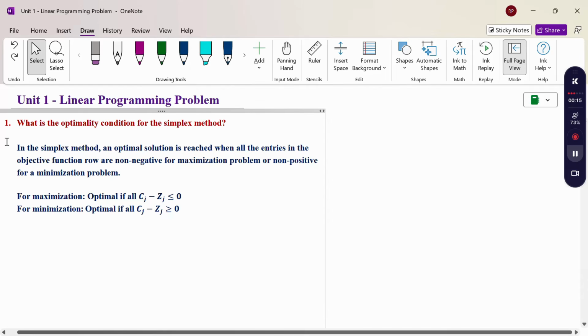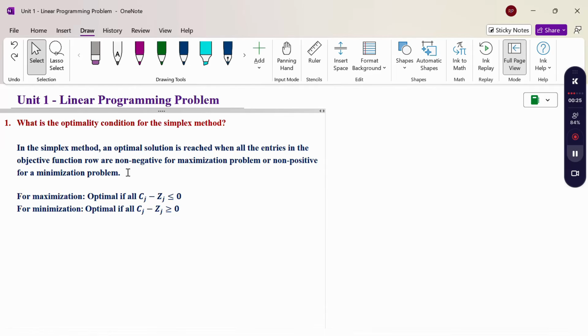See, the question is, what is the optimality condition for the simplex method? In the simplex method, an optimal solution is reached when all the entries in the objective function row are non-negative for a maximization problem or non-positive for a minimization problem.